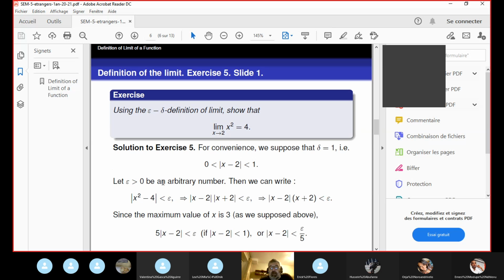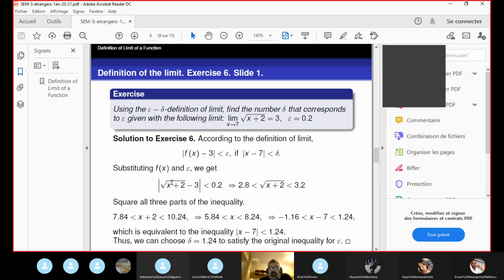So if I take my delta, if I take epsilon rather small, 1 over 10, for example, then if I take the absolute value of x minus 2 less than epsilon over 5, I will have that the absolute value between x squared and 4 will be less than epsilon. Agree? Yes, I agree. So you see, due to the Cauchy definition, the limit of x squared as x goes to 2 is 4.